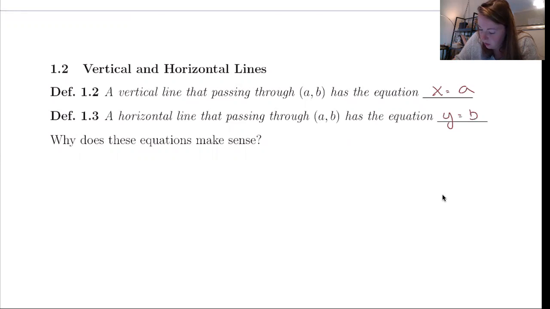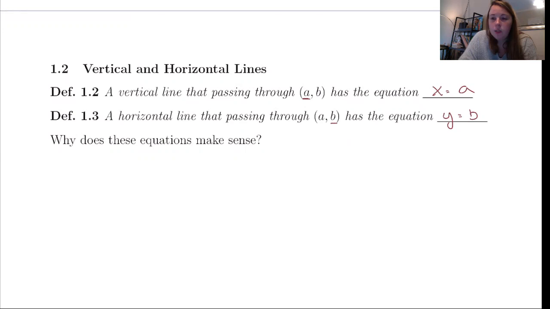So it has to match that x value. It's going to be every x value that goes like that. The y value never changes, so it doesn't matter which one that is. It's just going to be those x values. Similar for a horizontal line, it's going to be y equals b because we go like that, we go that way.